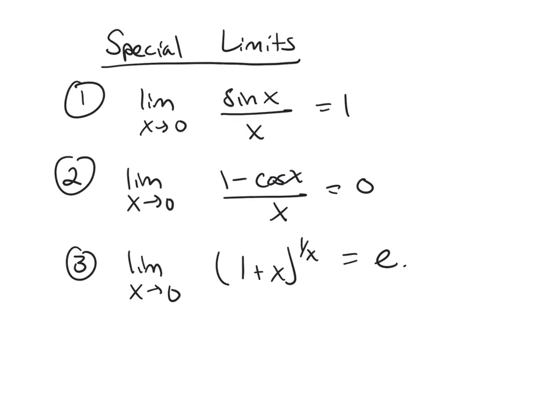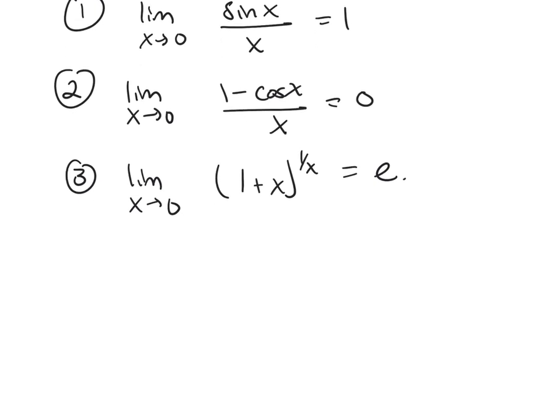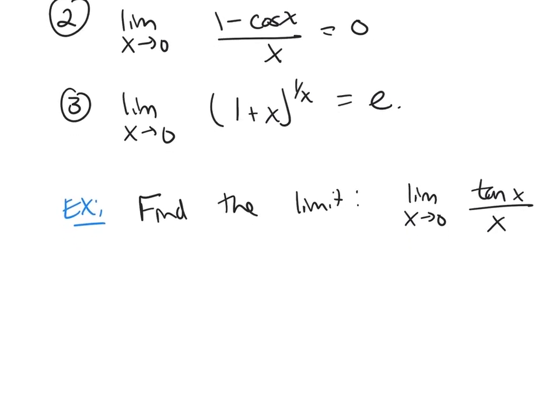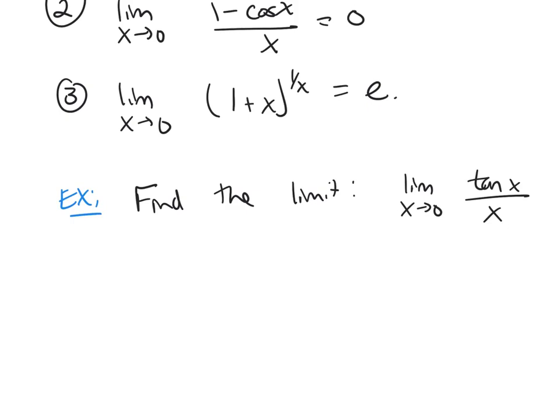So what we're going to focus on is, now that we know these limits, let's see if we can find some other limits. We can use these to help us compute some other ones. Find the limit as x goes to 0 of tangent of x over x. The first thing we're going to do is plug in 0 and see what we get. Tangent of 0 over 0. What do I get? I get 0 over 0.